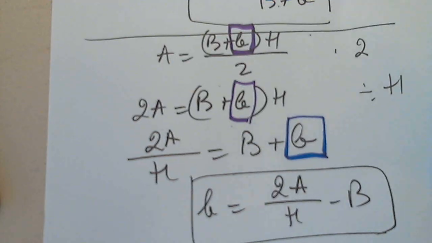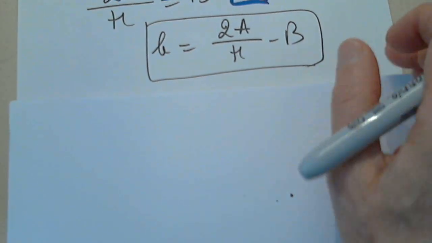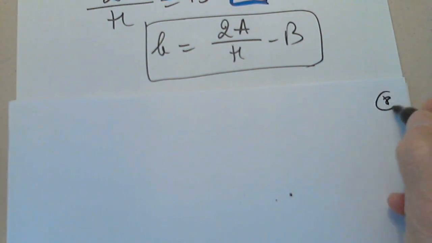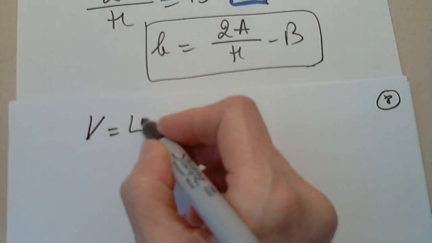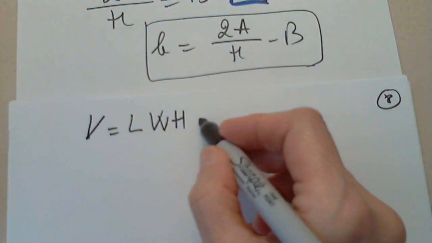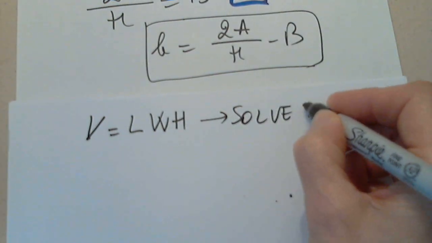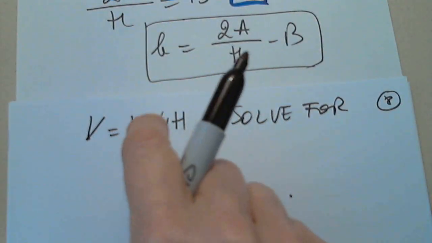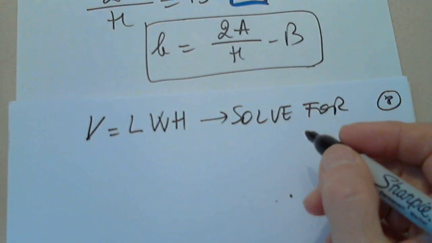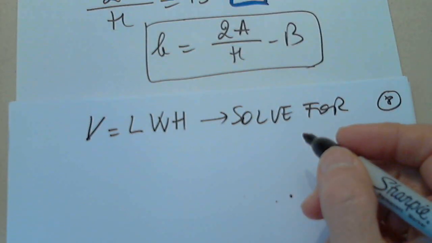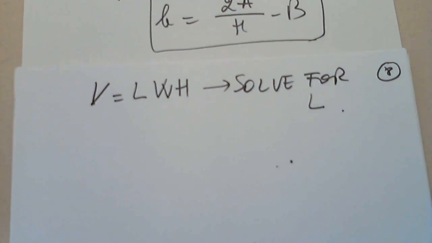Okay, here's another. So we have the volume of a rectangular box is the length times width times height. Which of these variables do you want to solve for? You pick one. You want to solve for L, for W, or H? L. Okay, so we want to solve for L. How will you solve this equation for L?